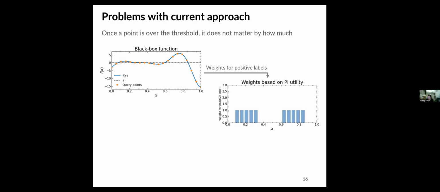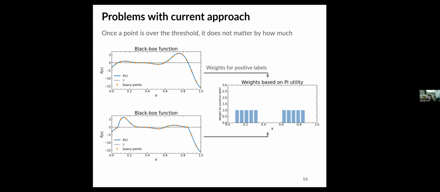But now let's consider another function. Suppose our actual function looks like this, but the query locations are still the same. The function behaves identically when it's below the threshold, but behaves differently when it's above the threshold. What we did here is swap the two modes in this function, so that the global optimum appears on the left mode instead of the right mode.